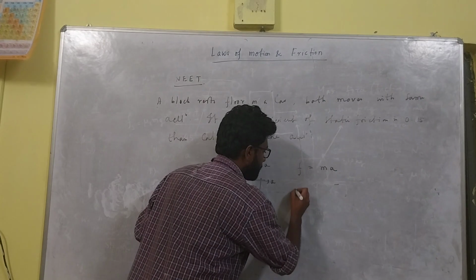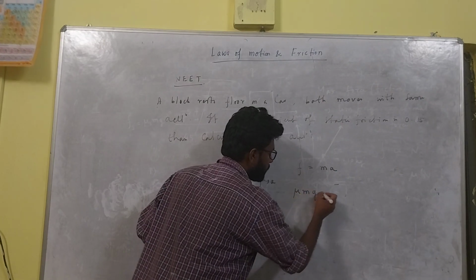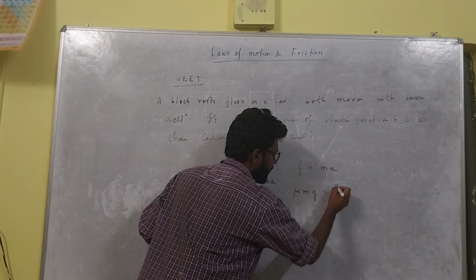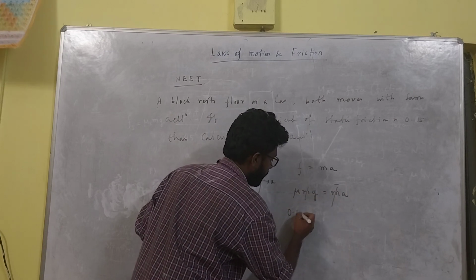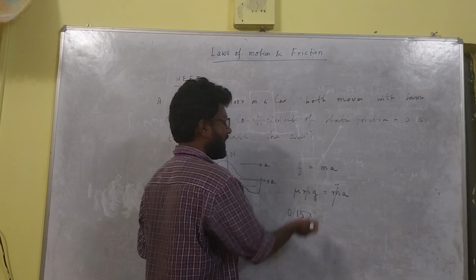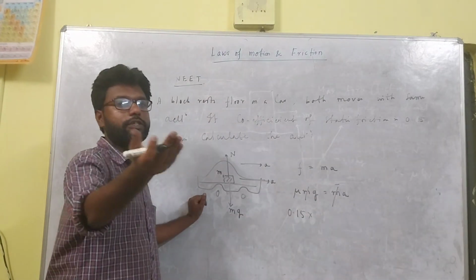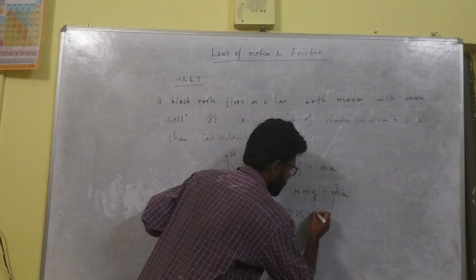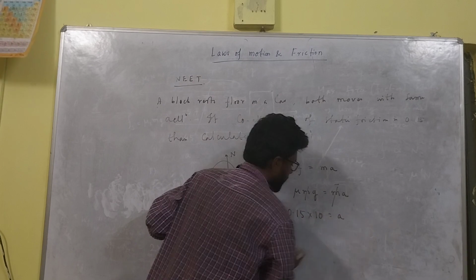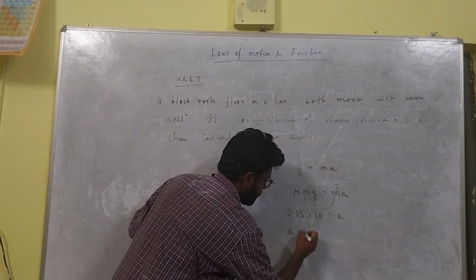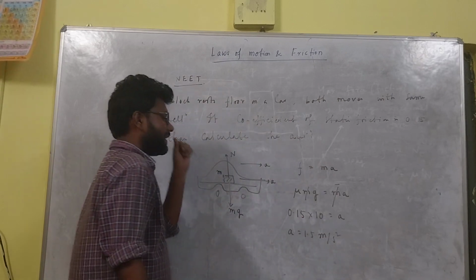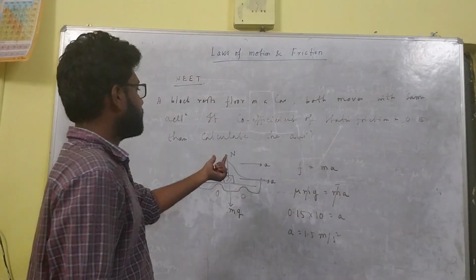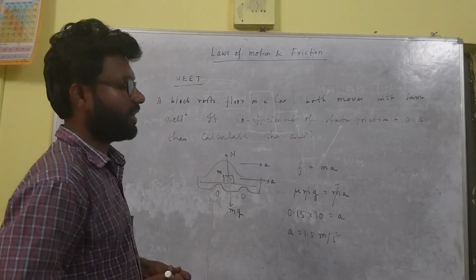Now mu mg equals ma. The m cancels out. Mu is 0.15 according to our case, and just imagine g equals 10 meter per second square. So a is actually 1.5 meter per second square. That is the acceleration of the system, I mean the block and the car.